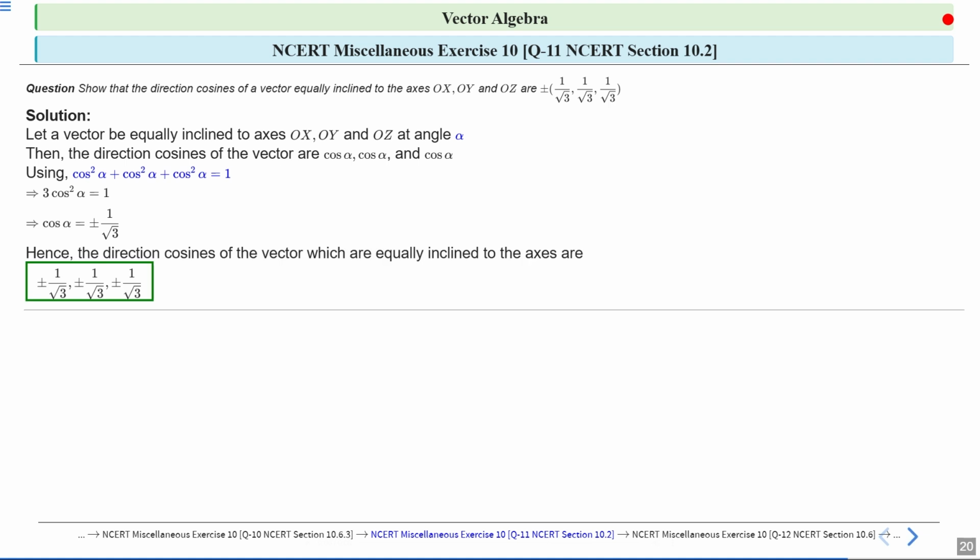Hence we can say that the direction cosines of the vector which is equally inclined to the axes are basically plus minus 1 by root 3, plus minus 1 by root 3 and plus minus 1 by root 3. Got it? So hope it's clear to all.